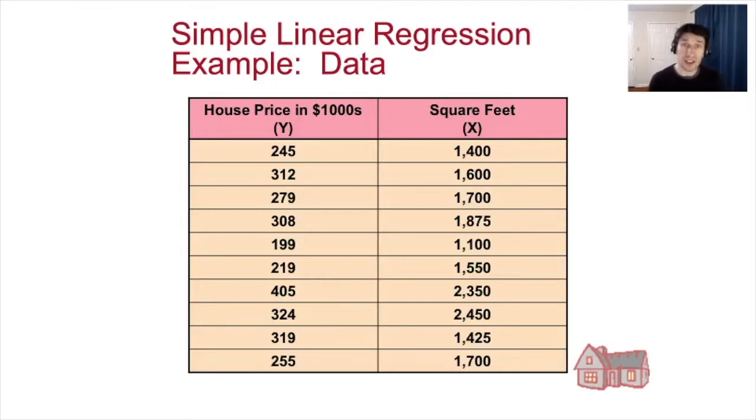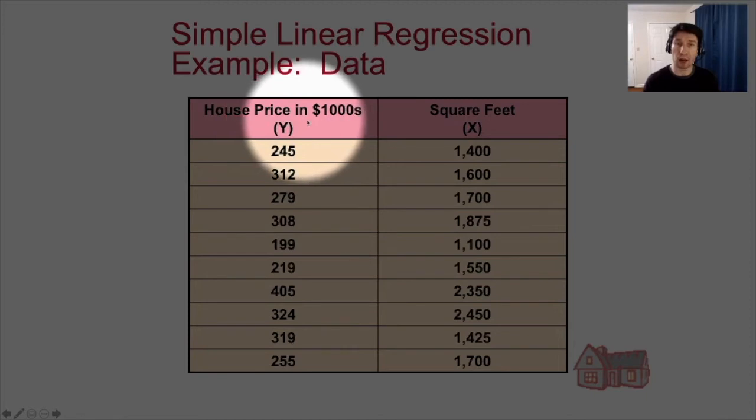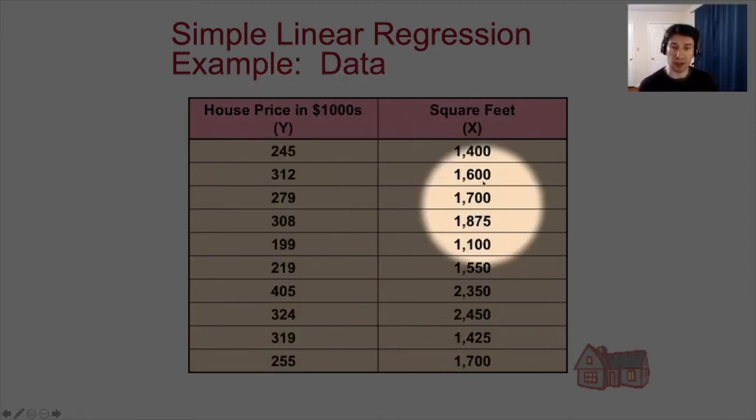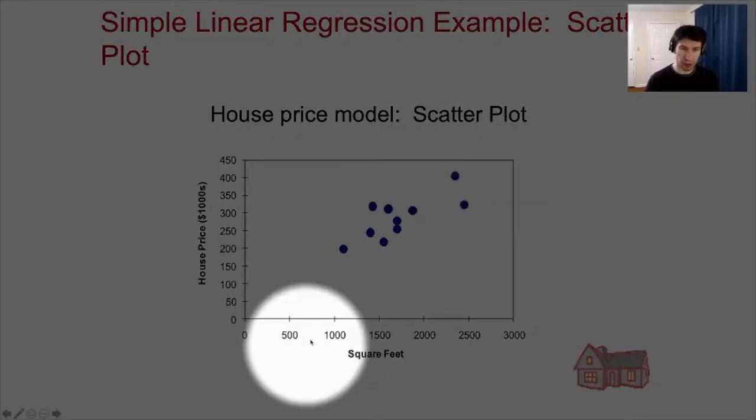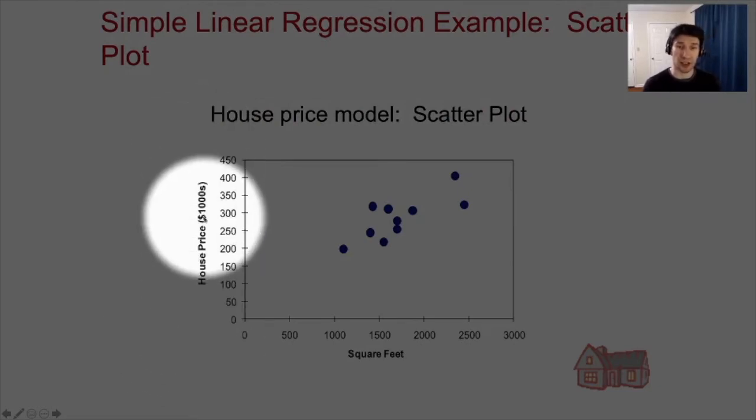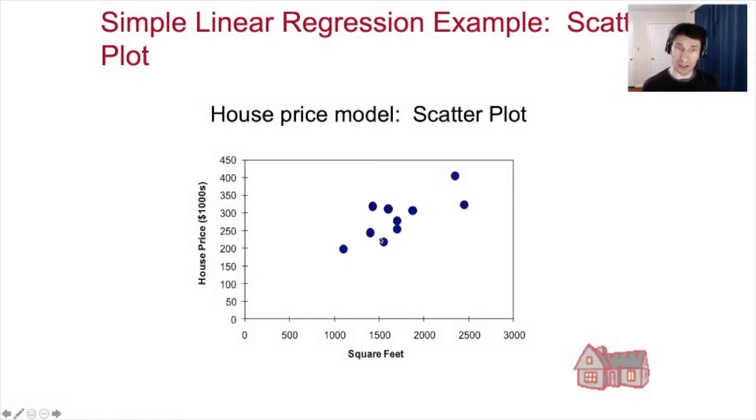So let's imagine this is the data you obtained. We have the price of different houses in thousands of dollars and the square footage of these houses, in square feet. You can plot this, the square footage on the x-axis, the house price on the y-axis. As you see, you get a scatter plot of points. They are not perfectly lined up.